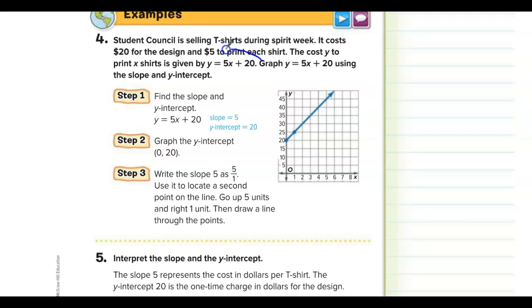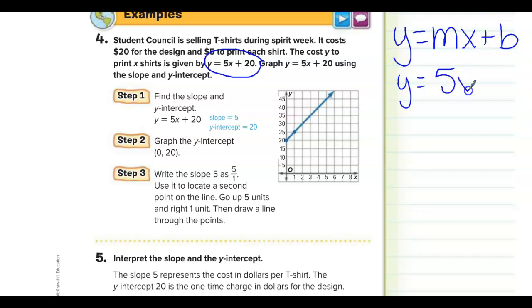Okay, so you're given this equation, y equals 5x plus 20, and the first thing you have to do is graph it. Are we in slope-intercept form? Yes. So if we're given slope-intercept form, what's the first step? Y equals 5x plus 20. That's the given equation, yes. What is the first step?